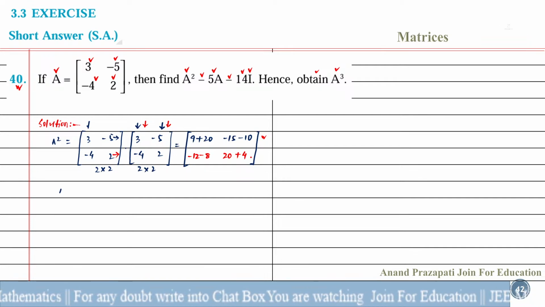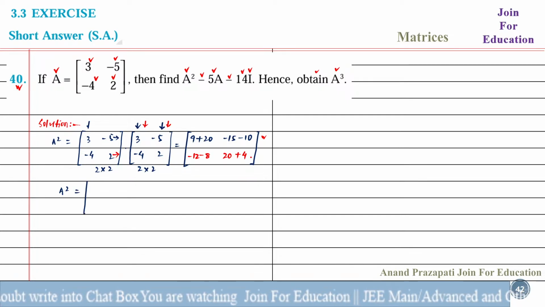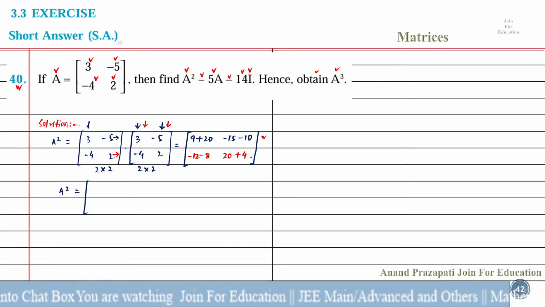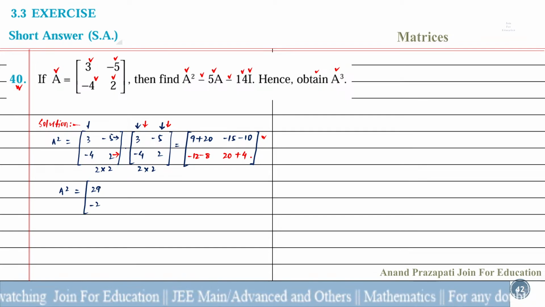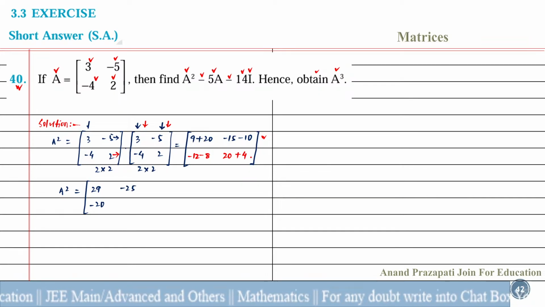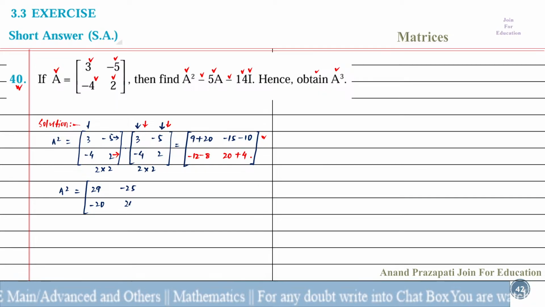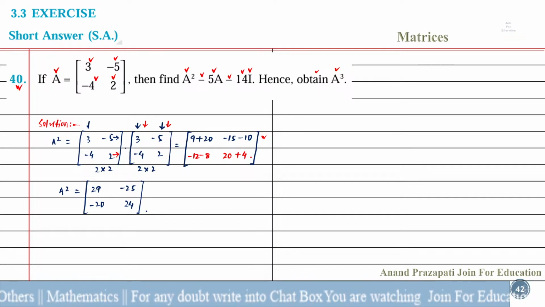Therefore, A square equal to 29, minus 20, minus 25, and this is the 24. Hope that there is no problem to understand up to this step.